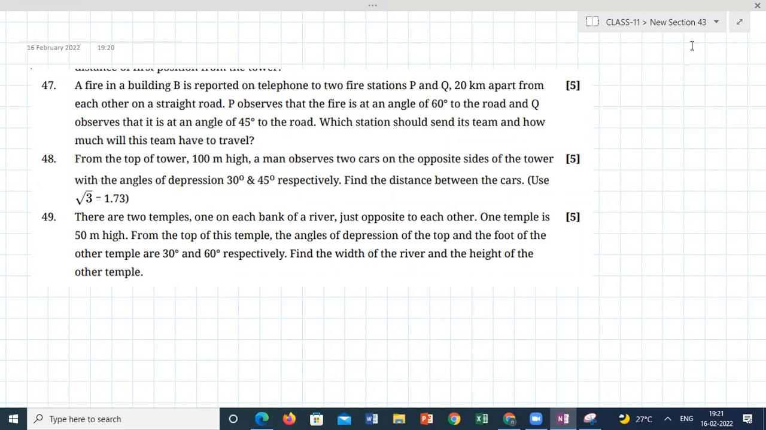A man at the top of a tower 100 meters high observes two cars on the opposite sides of the tower. Here the data is very clear. There is a tower, one car on one side of the tower and another on the other side. One car he has observed with an angle of depression of 30 degrees. Another car he has observed with an angle of depression of 45 degrees. Find the distance between both the cars. So I will try to solve this question.